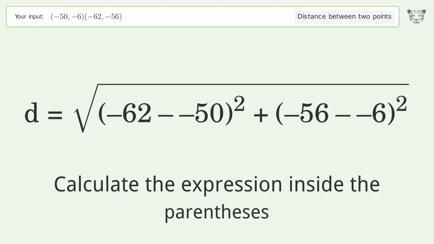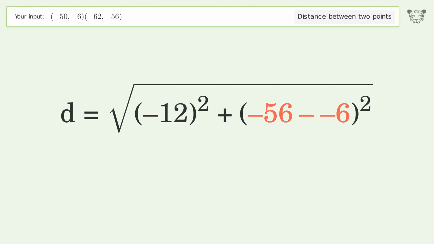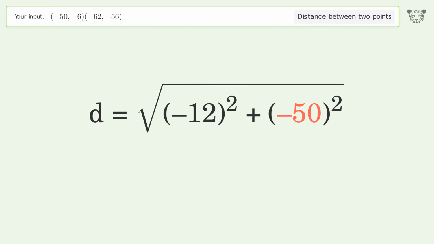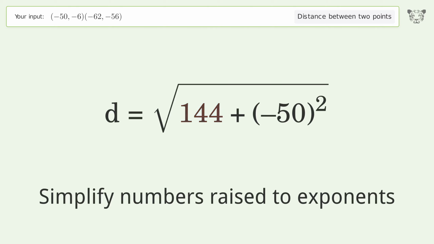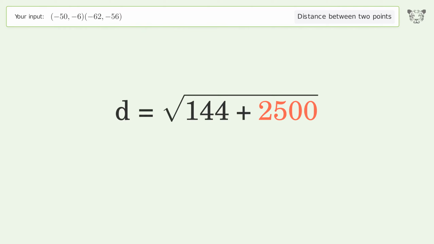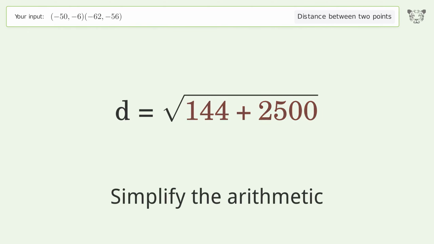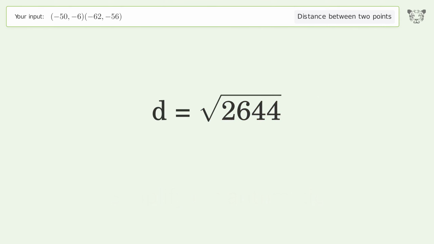Calculate the expression inside the parentheses. Simplify numbers raised to exponents. Simplify the arithmetic. And so the distance between the 2 points is the square root of 2,644, or 51.42.